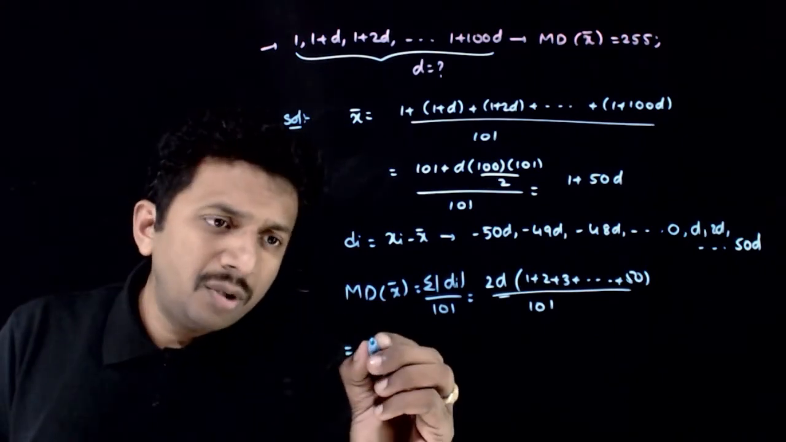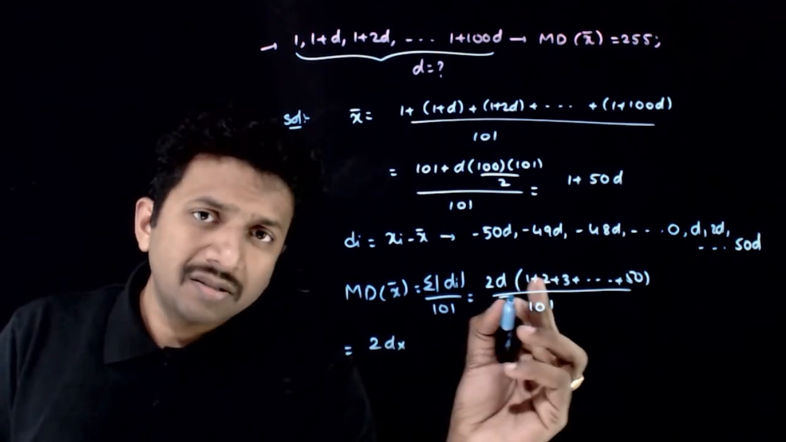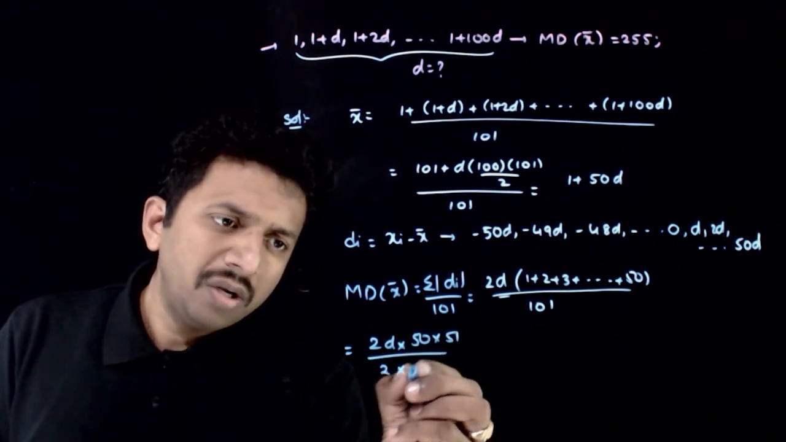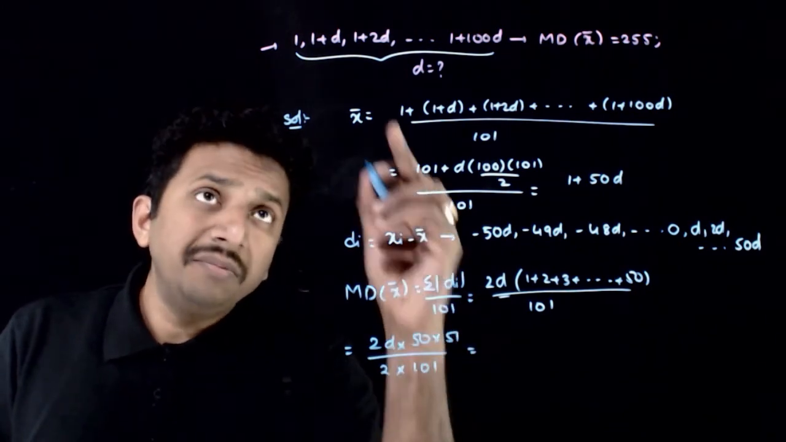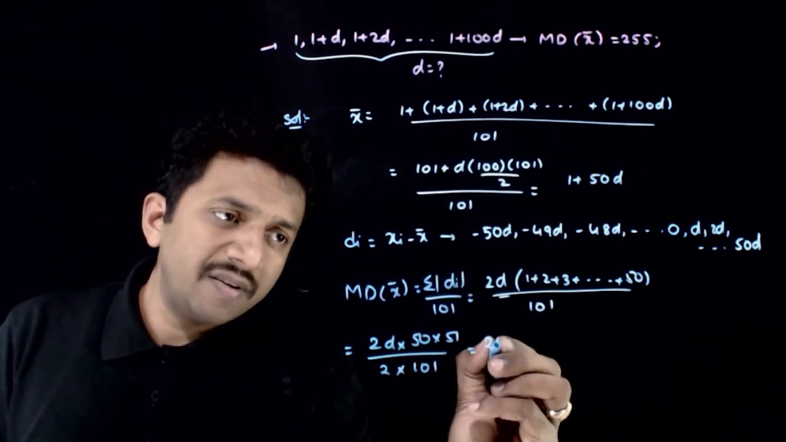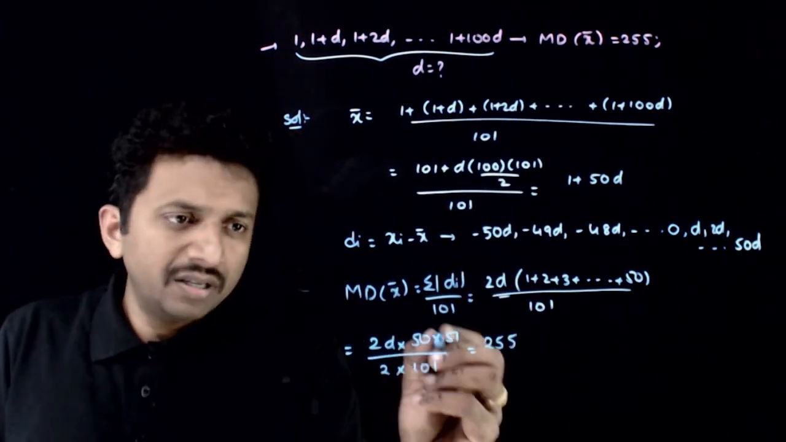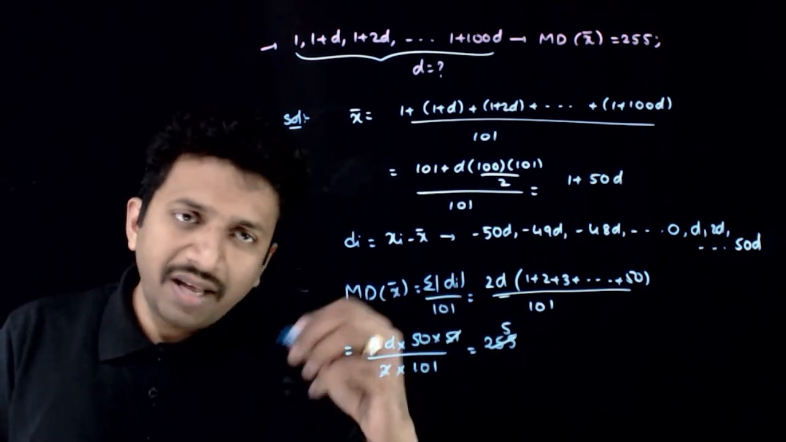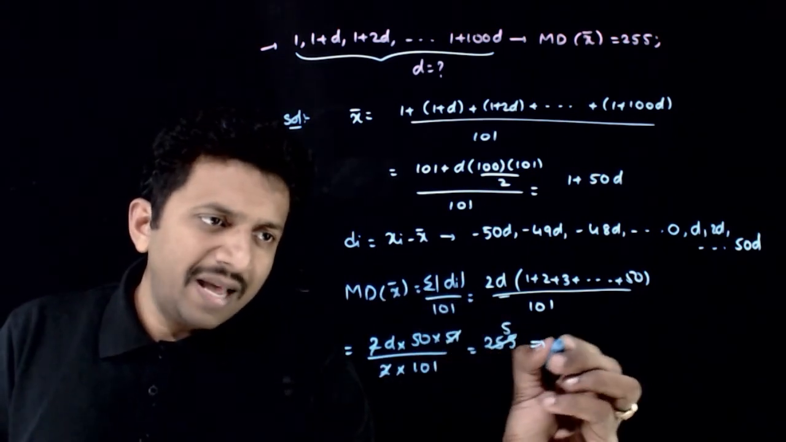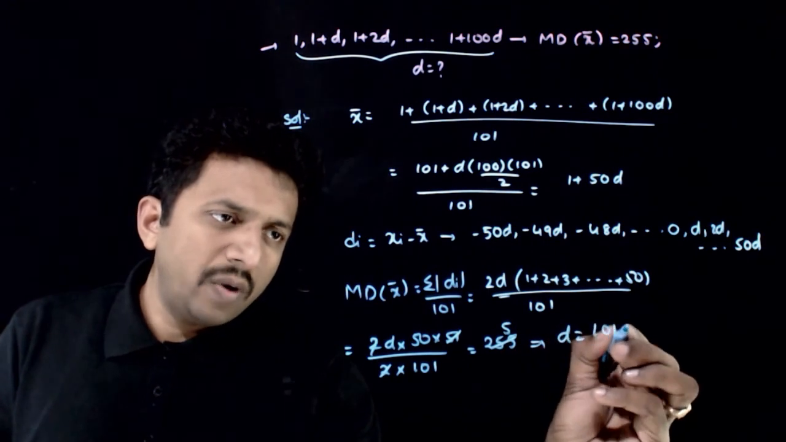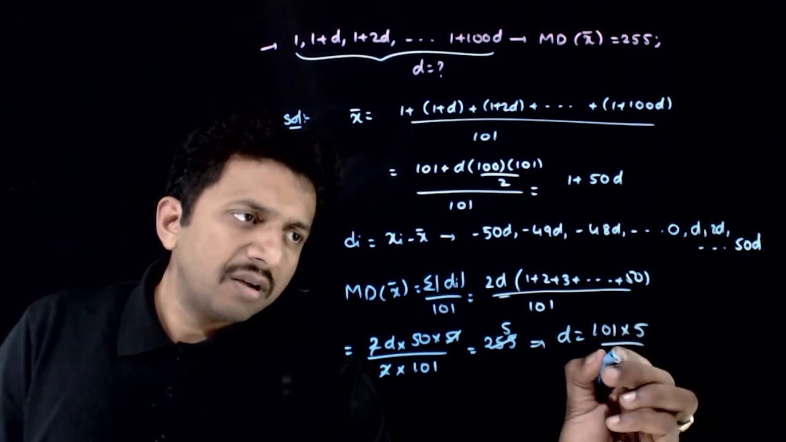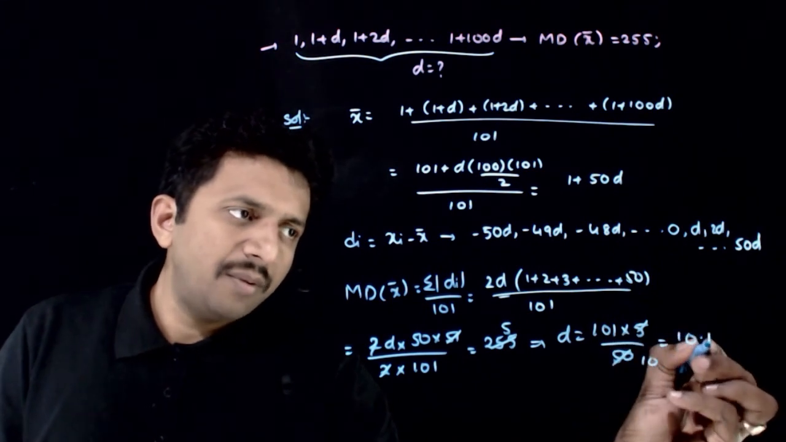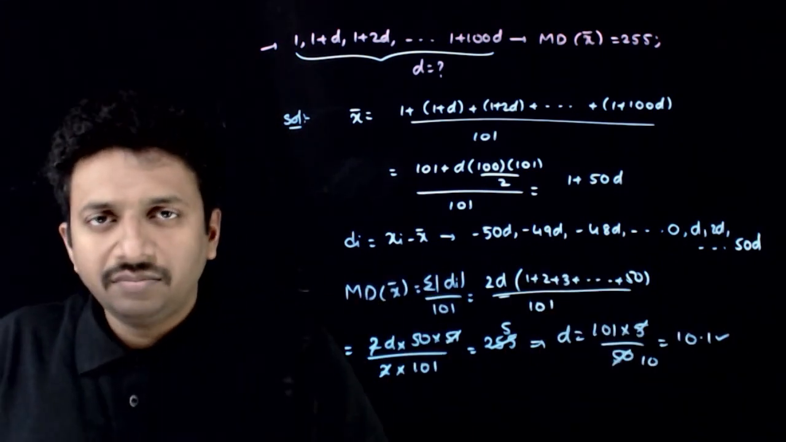So that is equal to 2d times, the sum of this is 50 into 51 by 2, divided by 101, and the mean deviation about mean is given as 255. Now this 2 and 2 get cancelled, and 51 gets cancelled 5 times. So this implies d is equal to 101 into 5 by 50. So 5 gets cancelled 10 times, and that is equal to 10.1. That is the answer. Thank you.